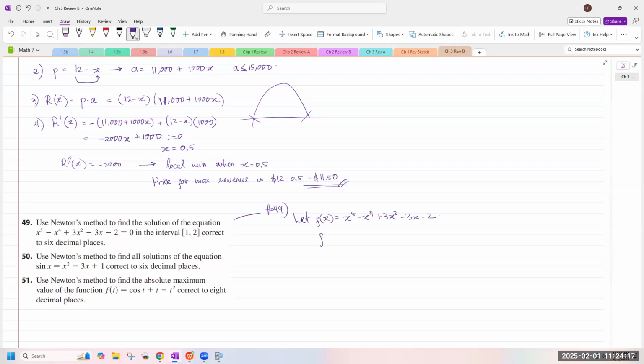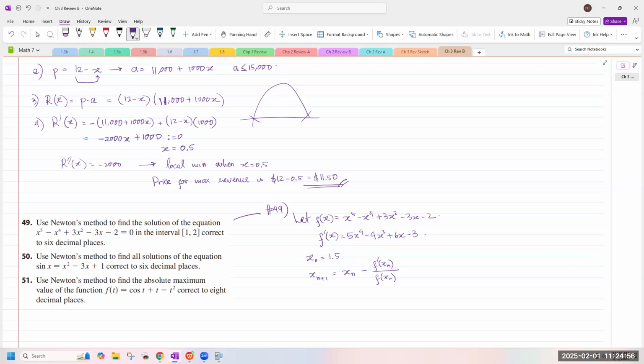Now the derivative is 5x to the fourth minus 4x cubed. Am I missing something? Oh, no, cube. So plus 6x minus 3. Okay, we will use the initial point 1.5, but you can choose any number between 1 and 2. Let's call x0, the initial point, 1.5. Then x(n+1), the next number, is the current number minus f(xn) over f prime(xn).